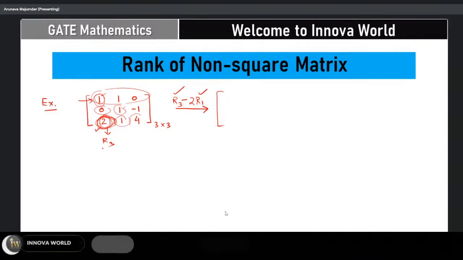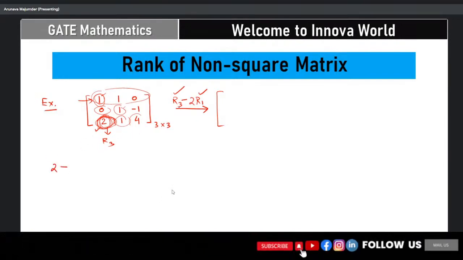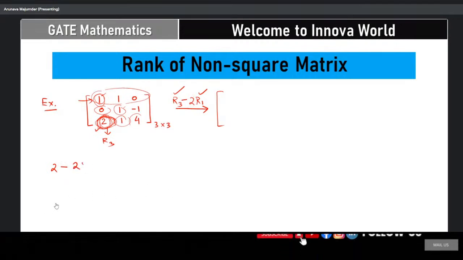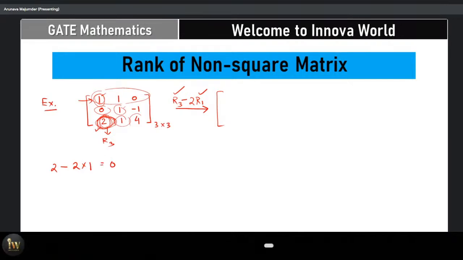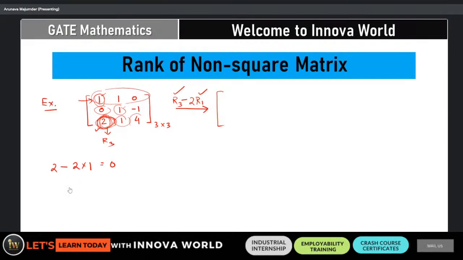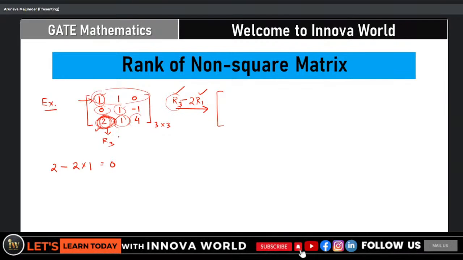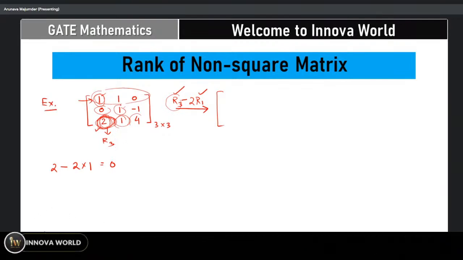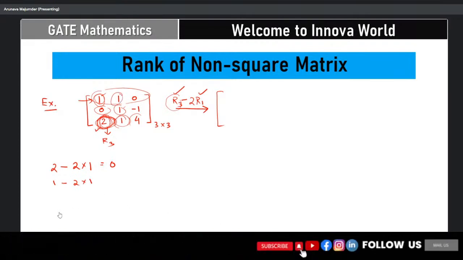Okay, now what is the first element of row 3? You can see 2 is the first element of row 3. So 2 minus 2 into what is the first element of row 1? 1. So you can see this becomes 0. 2 minus 2. Now since the operation is entirely on row 3, what is the second element of row 3? This is 1. So we will also change it with the first row. So 1 minus 2 into what is the second element of row 1? This is also 1. This is equal to minus 1.